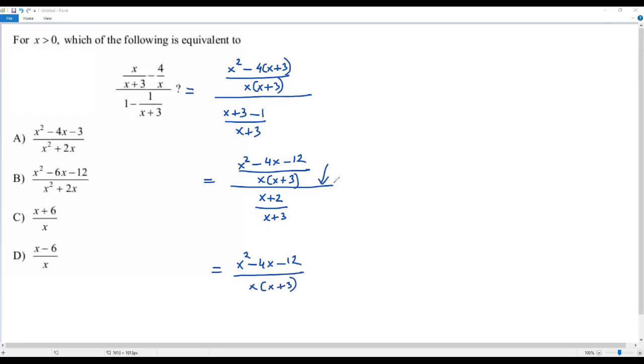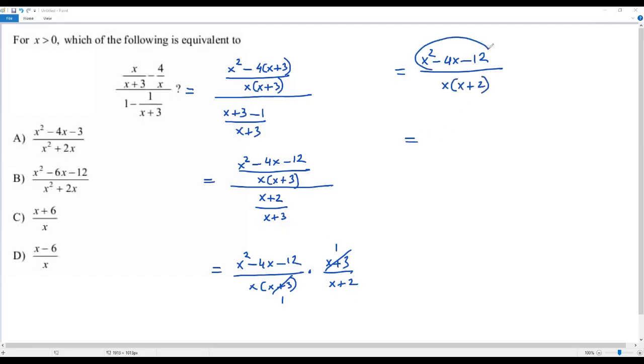And now we can change this division into multiplication. Then we have to take the reciprocal of this one. Then we get (x + 3) divided by (x + 2). Okay, we can cancel this x + 3 with this x + 3. Here it's one time, here it's one time. Now when I multiply this numerator by this numerator 1, I'm getting x squared minus 4x minus 12. And here we can multiply the denominator x and denominator x + 2. Then I'm getting x times (x + 2).